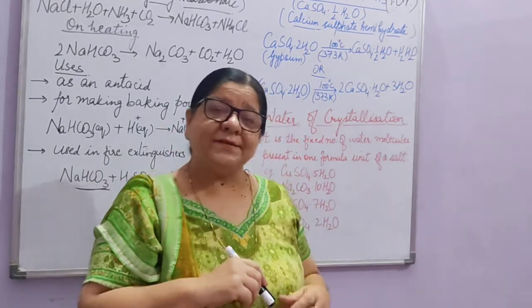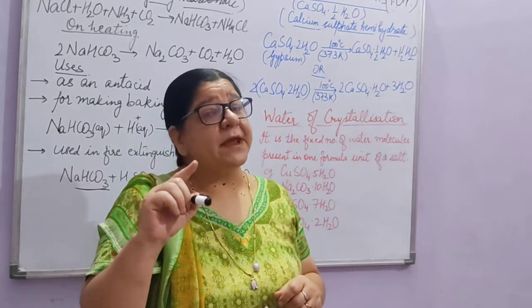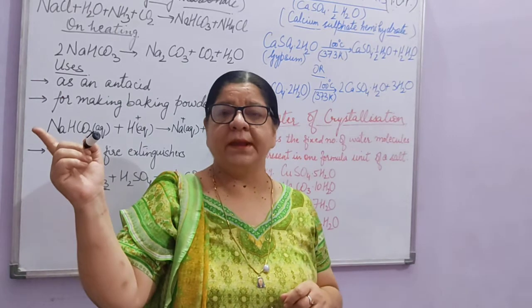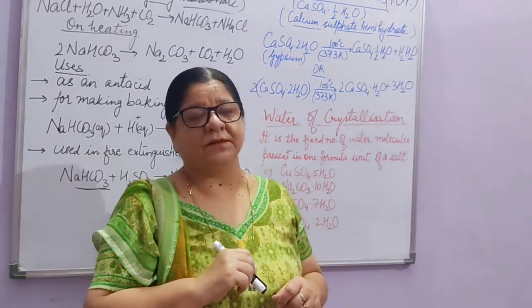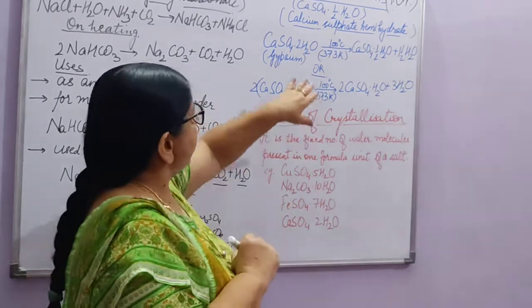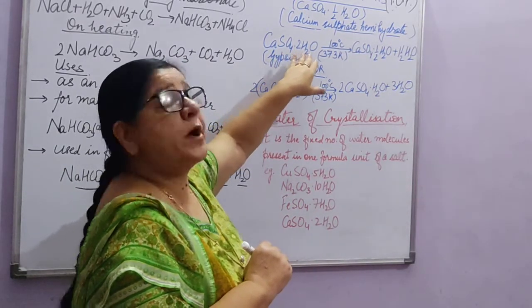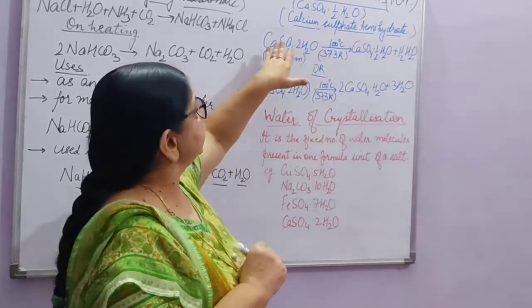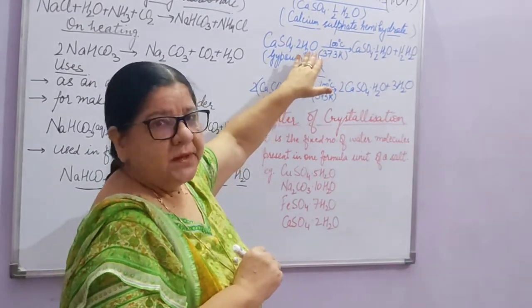Now why it is known as plaster of Paris: because it is made from gypsum, which was initially found in Paris. That is why it was named plaster of Paris. Now this gypsum, which is CaSO4.2H2O, that is calcium sulfate dihydrate.